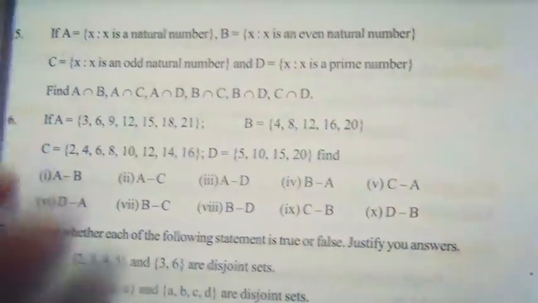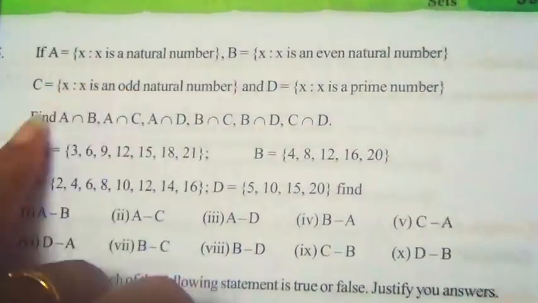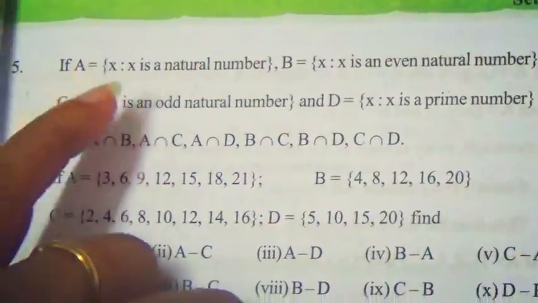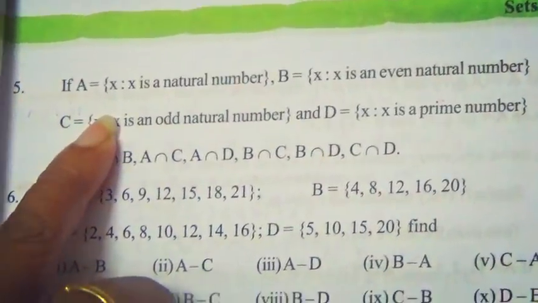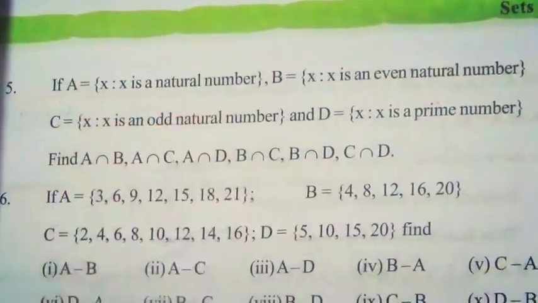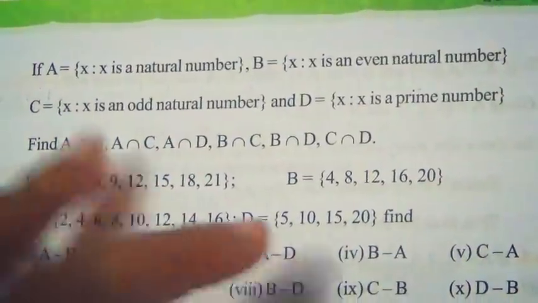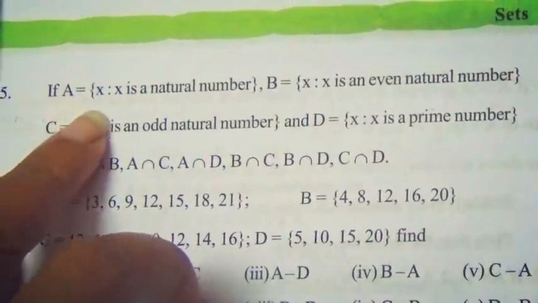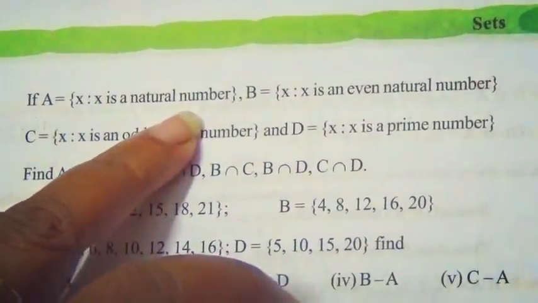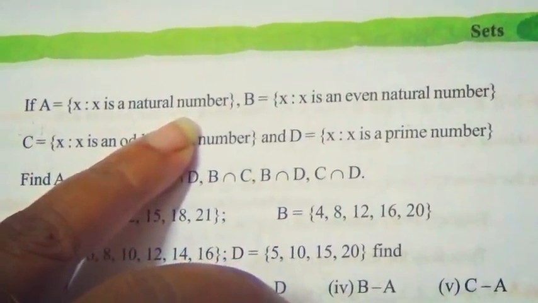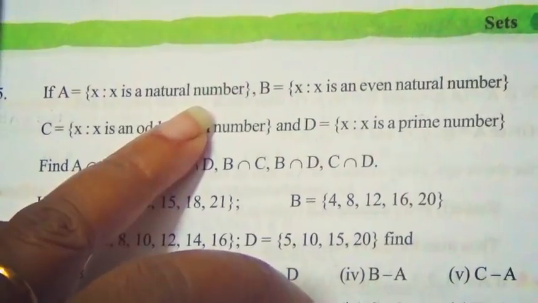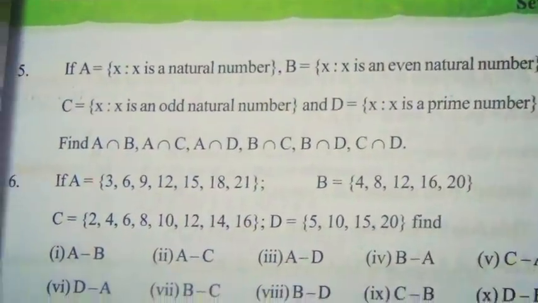He gave the sets A, B, C, D in set builder form. You have to convert this into the roster form, that is the listed form. So you just look up here, A is equal to x such that x is a natural number, which starts from 1, 2, 3, 4. So I am writing here the sets.